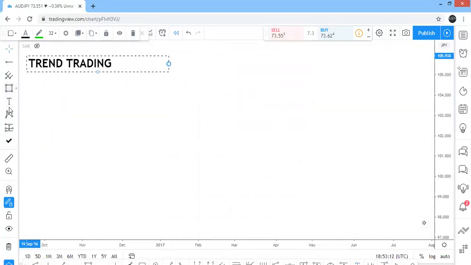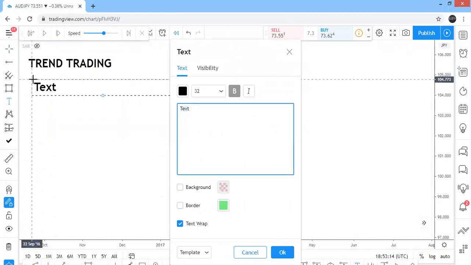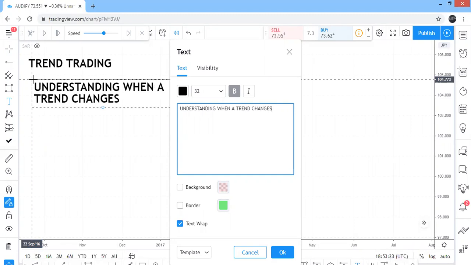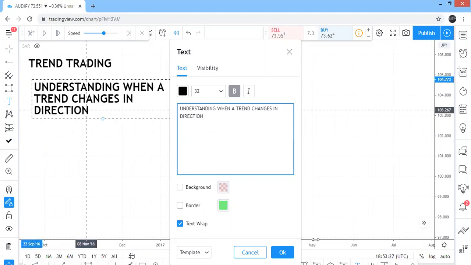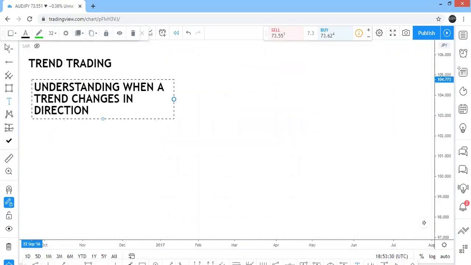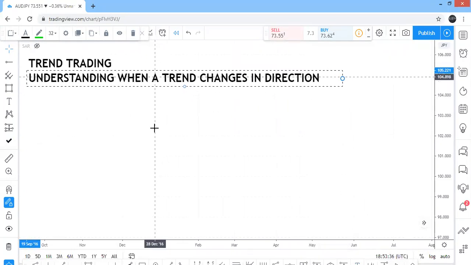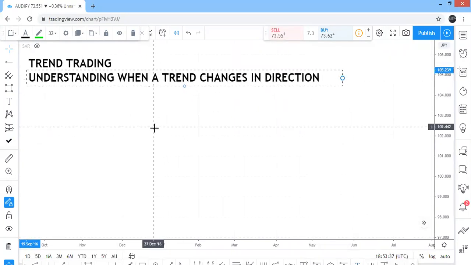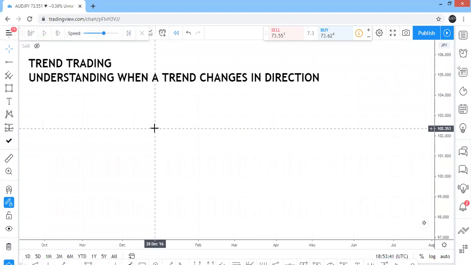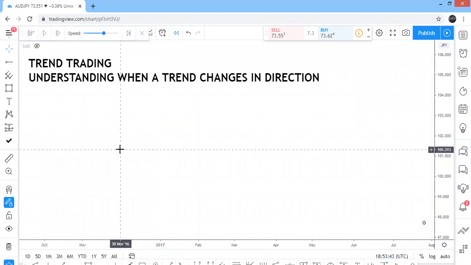With this strategy, the rhombus, you're looking at understanding when a trend changes in direction. It's the biggest issue a lot of traders have. They don't know when the trend finishes. The question you should always ask in trend trading is, when did the trend start and when did it finish? Because then it will help you identify what to do in the next trend, whether it be uptrend or downtrend.